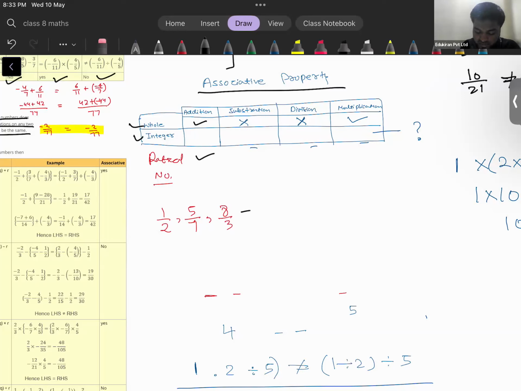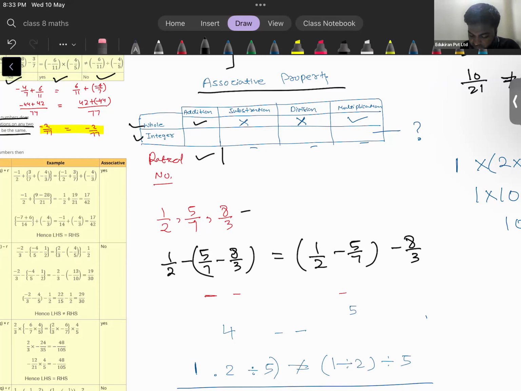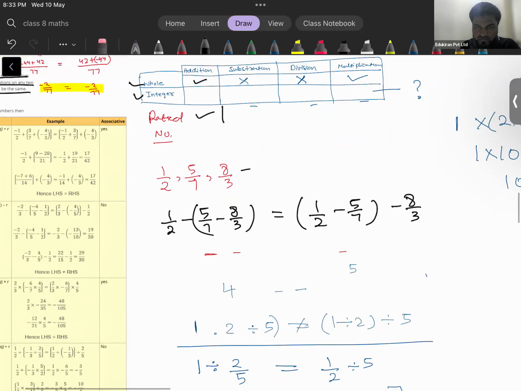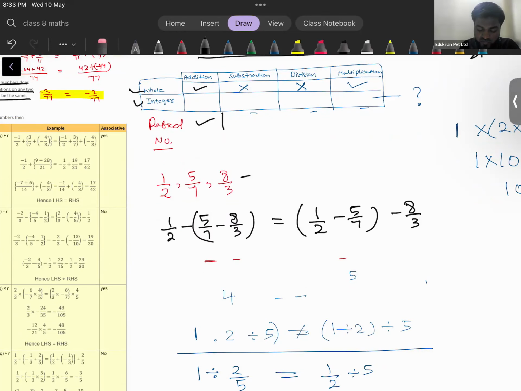But what about subtraction? Can we subtract them in any order, like 1 upon 2 minus 5 upon 7 under bracket minus 8 upon 3? We can't do this, right? So you will find out that subtraction for rational numbers is not following the associative property. Further, you will also find out that for division also, it is not following the associative property. Okay.